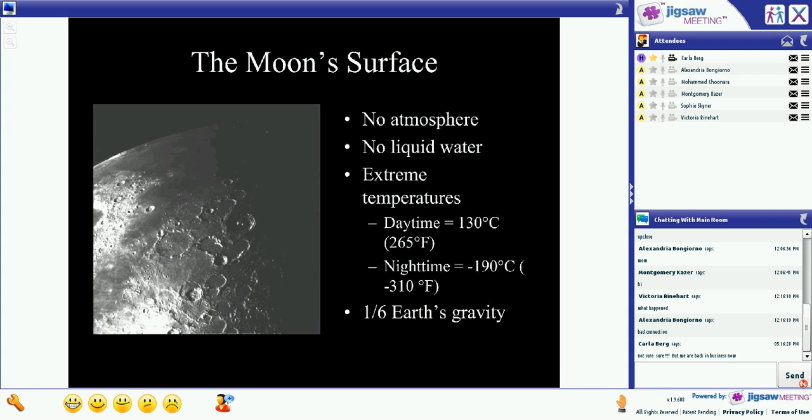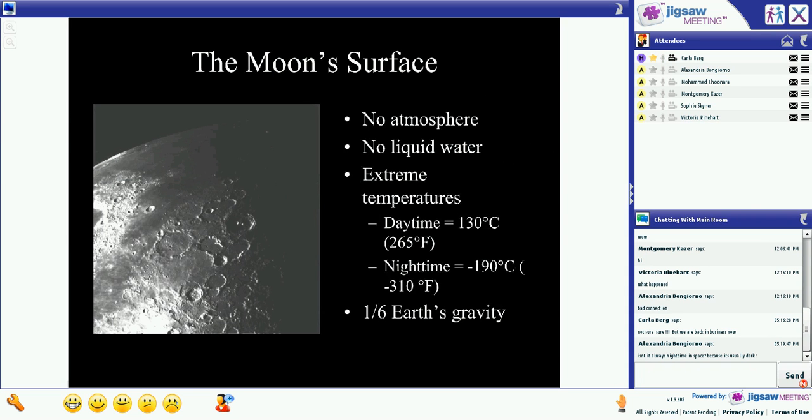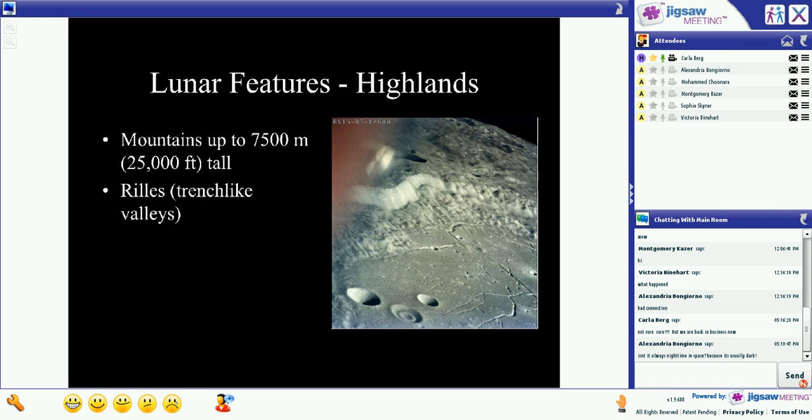Alexandria, did you have a question? Not always, because they do get light. It doesn't reflect the same as it reflects on the Earth, but we are going to talk about that in a second.